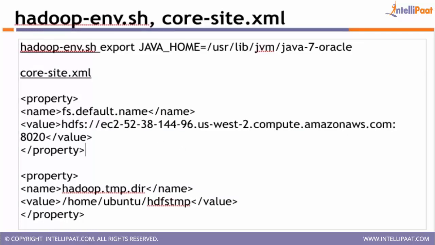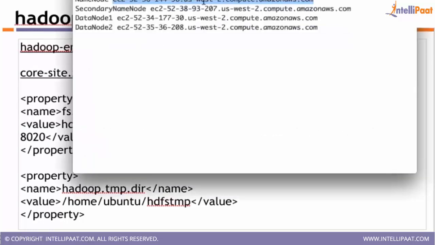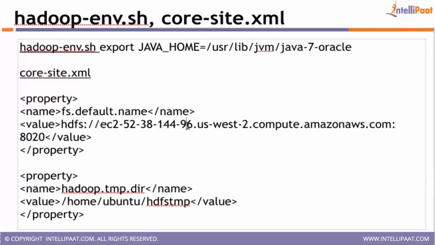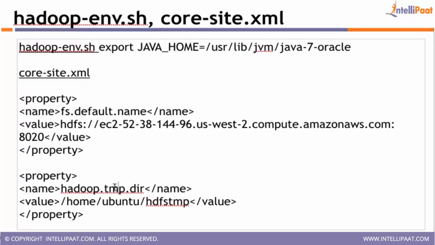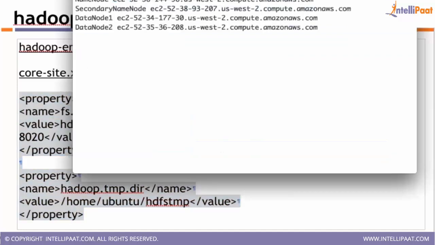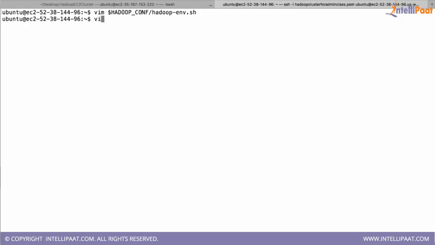So this is the actual host name we have, because that is the name node which we have selected, 144.96. Now the second property: we already know that we have to have a directory called temp directory, and inside that temp directory it creates data node and name node directories. So we copy this and paste it into core-site.xml.